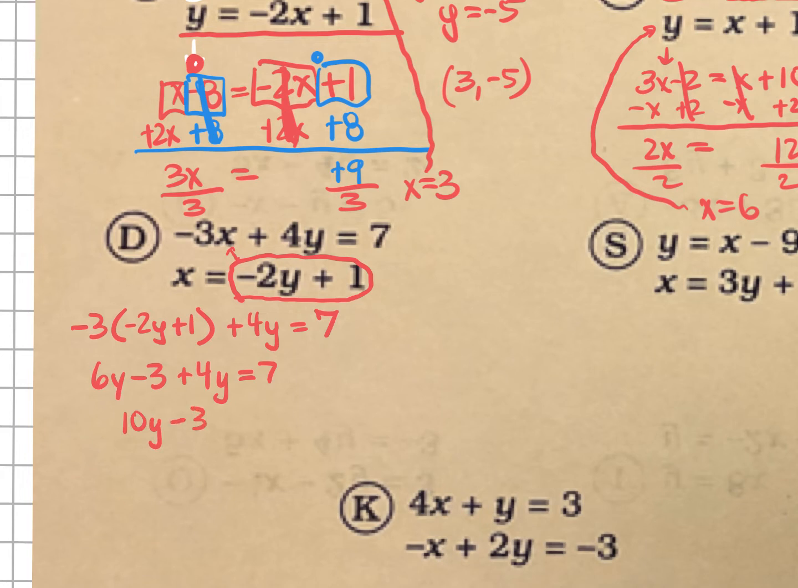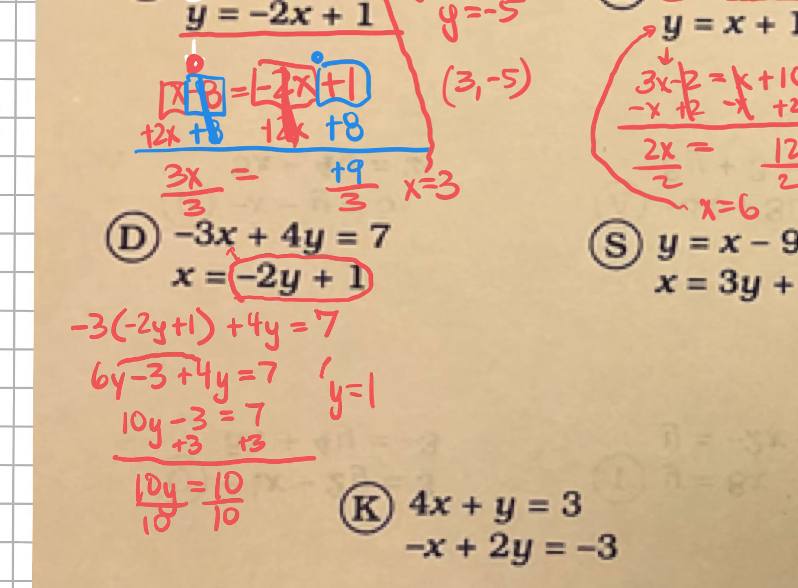10y minus 3 equals 7. I just combined these two really quick and put them on the same team. And then I'm going to add the 3 over here to get rid of it and send it to the other side. 10y equals 10. Divide by 10. Y equals 1. A lot of work just to figure out what y equals. 1.